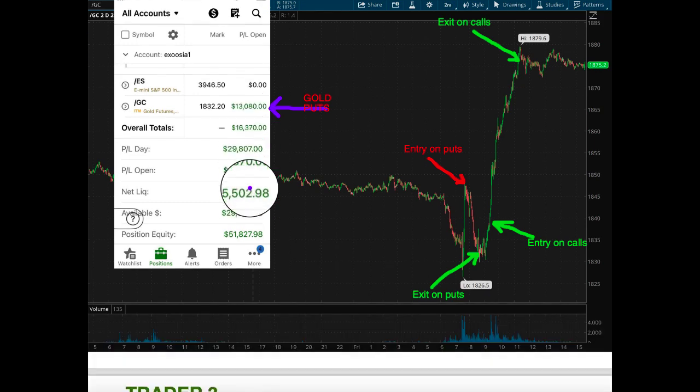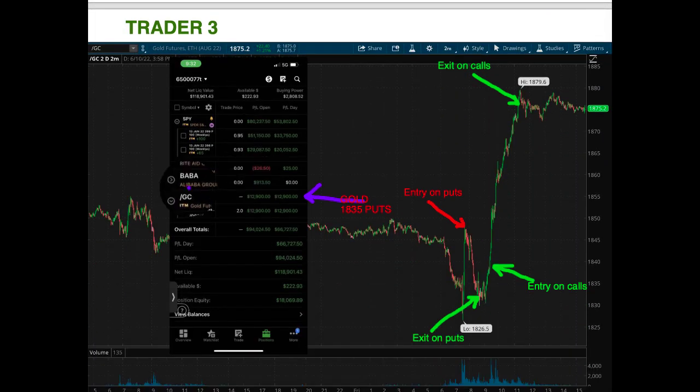Okay, Trader 3. I got him slightly in a different strike because it was moving. He actually didn't have as good of an entry, but in 1835 strike puts right here, you can see this. He's in 1835 puts on gold. He's got 30 of them. 12.9. So Trader 3 is making 12,900. Trader 2 making over 13K.